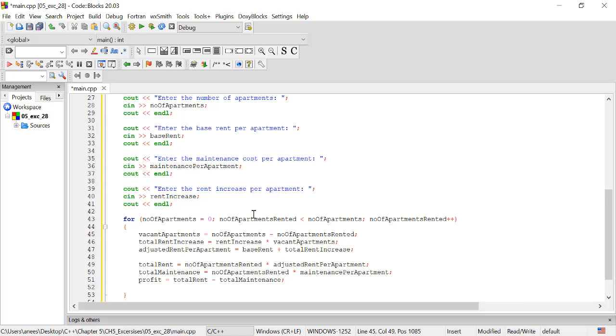Now you can see down here that the total rent is equal to the number of apartments rented times the adjusted rent per apartment. And now the total maintenance is equal to the number of apartments rented times the maintenance per apartment. And then the profit is now equal to the total rent minus the liabilities, which is the total maintenance.